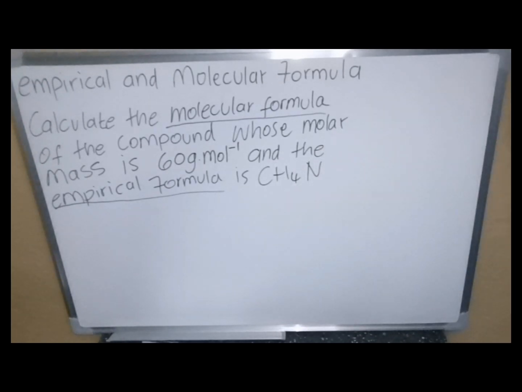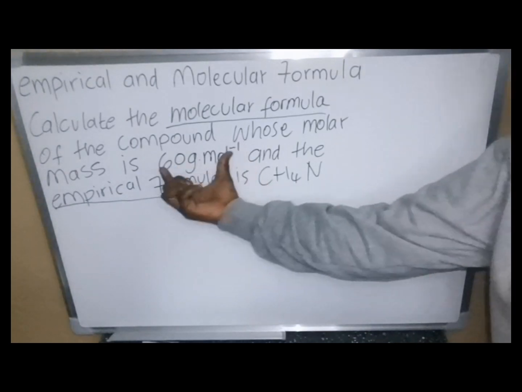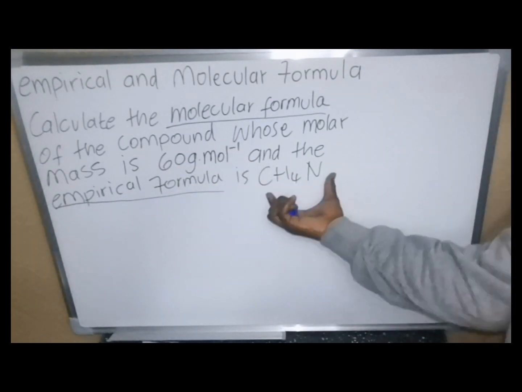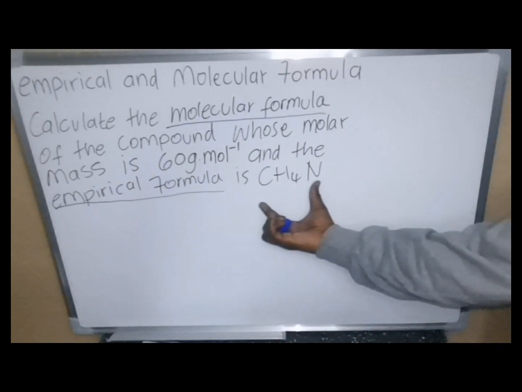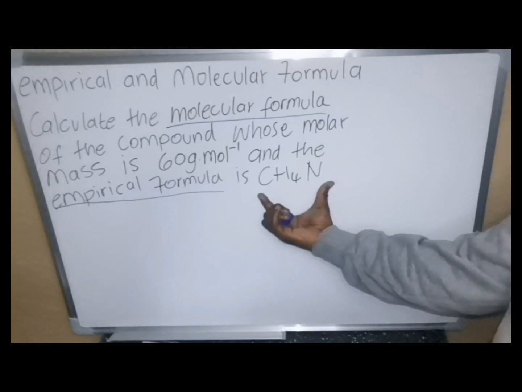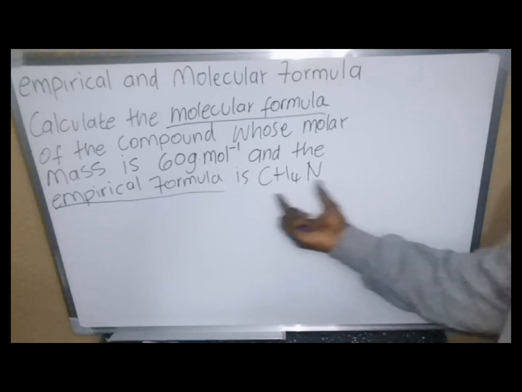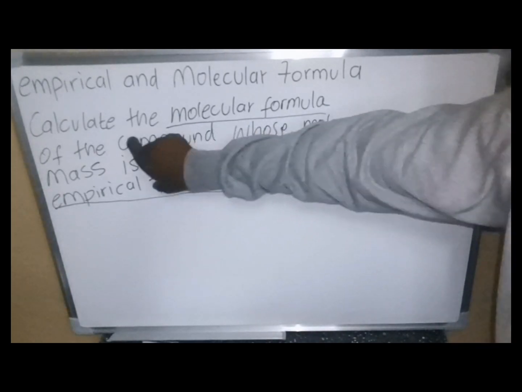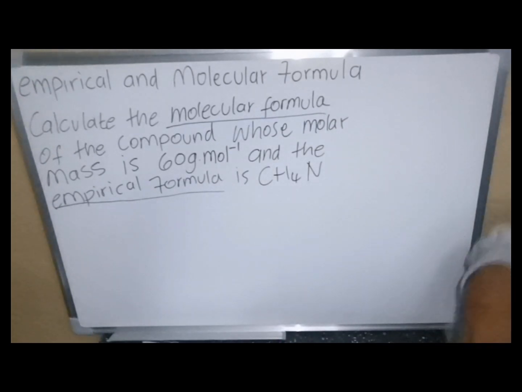Now, there's a difference between the molar masses. This is the actual molar mass. This one comes from the empirical formula. That means you need to find the molar mass of this compound that comes from the empirical formula. So there's a difference: this is the actual molar mass, and this one is the empirical molar mass.